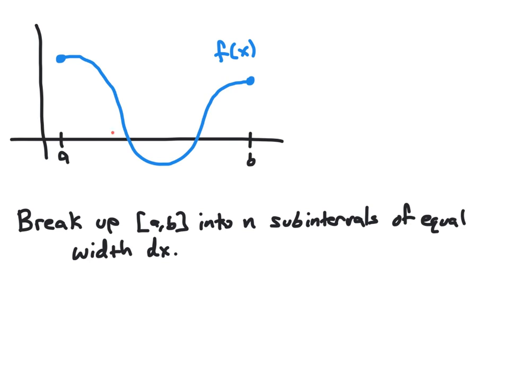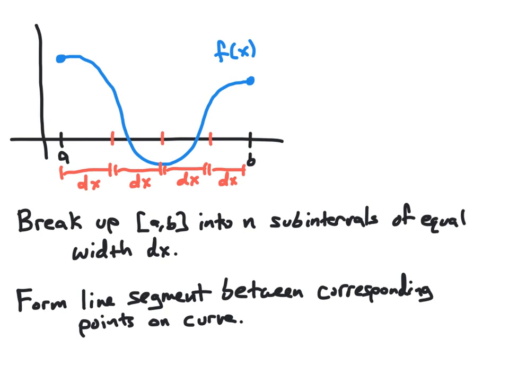So in our picture, we're going to break up this interval into 4 subintervals at the red tick marks, and we'll note that the distance between each of these tick marks is by definition dx, since these are equally spaced out. Once we have our interval a to b broken up into subintervals of equal width, we're going to look at the points on our curve that correspond to the endpoints of these subintervals. These would be the points shaded in red. At the end of each of our subintervals, we find the point on the curve and mark that point.